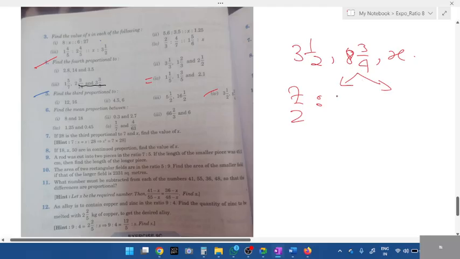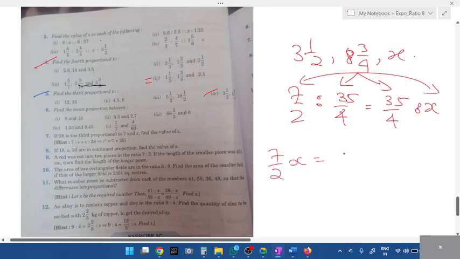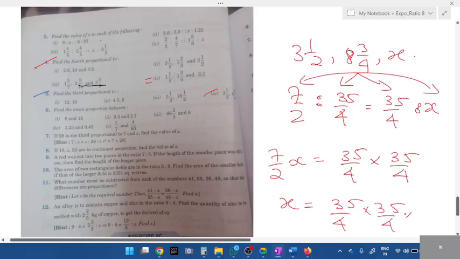32 plus 3 is equal to 2x, you have to write once more, right? Then multiply these two. 7 by 2x is equal to what? 35 by 4 into. Just multiply these two. Next. What happens to 7 by 2? Very good. 2 by 7. Reduce it. What's the answer?